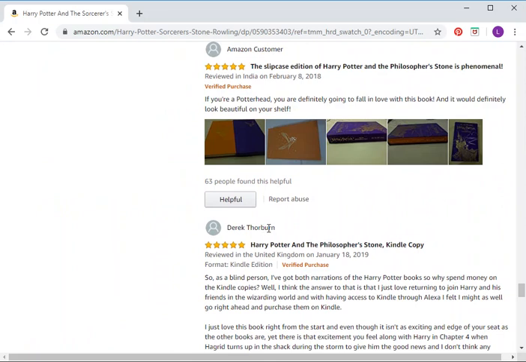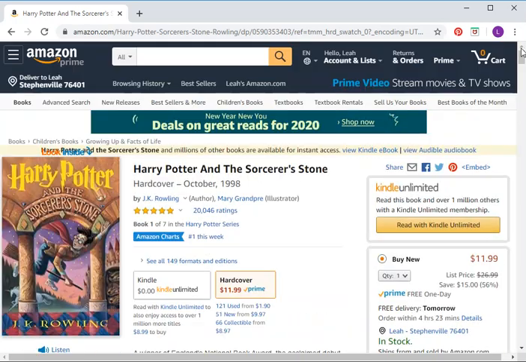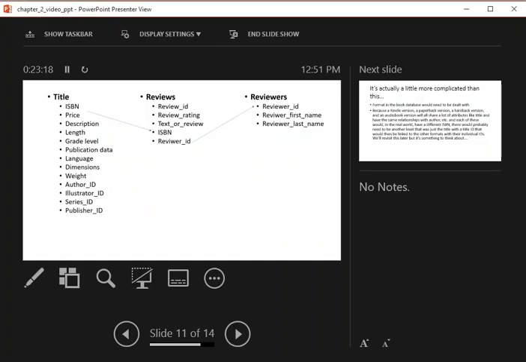Derek Thorburn is in the reviewer table. Harry Potter and the Philosopher's Stone Kindle copy, written on January 18, 2009, is in the reviews table, and it is all linked back to the ISBN of this title.